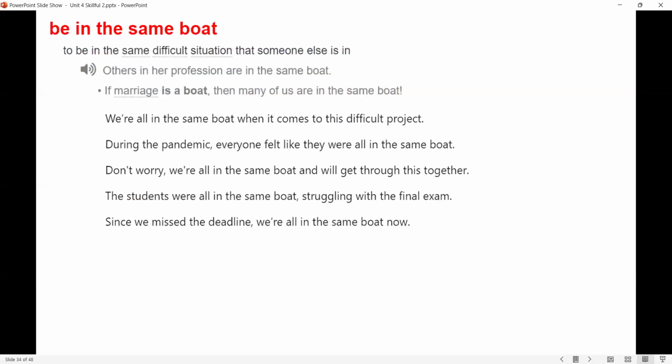Be in the same boat. Be in the same boat means to be in the same difficult situation that someone else is in. Others in her profession are in the same boat. If marriage is a boat, then many of us are in the same boat. We are all in the same boat when it comes to this difficult project. During the pandemic, everyone felt like they were all in the same boat.